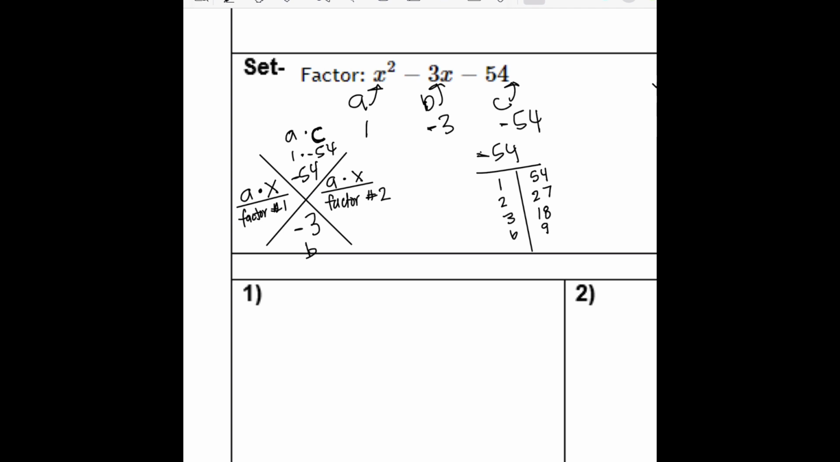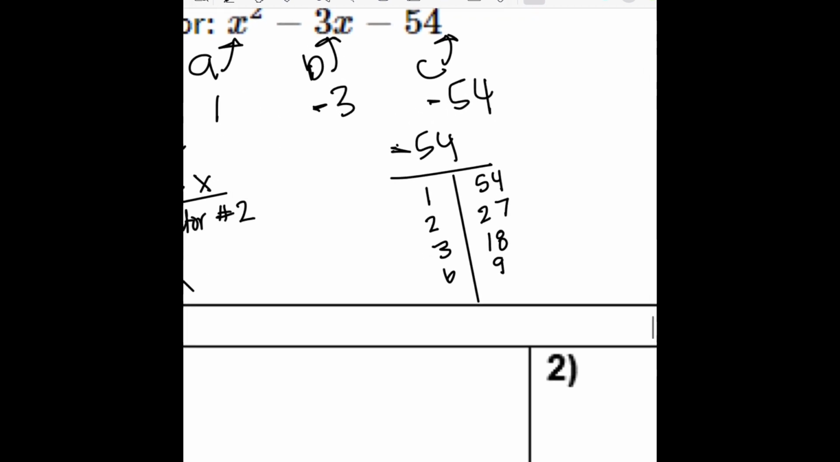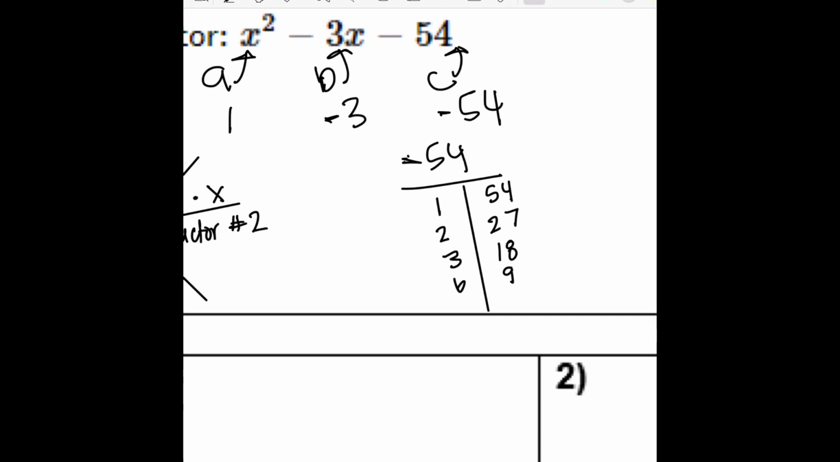So these are all my choices. Now remember, one of these in each of these cases would need to be negative to get a -54 out. So you could also have a -1 and 54 or a 1 and a -54. You could also have a -2 and a +27 or a 2 and a -27. A -3 and a +18 or a positive 3 and a negative 18. A 6 and a negative 9, or a negative 6 and a positive 9.